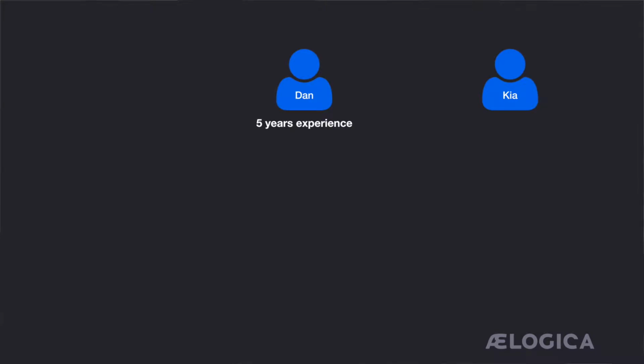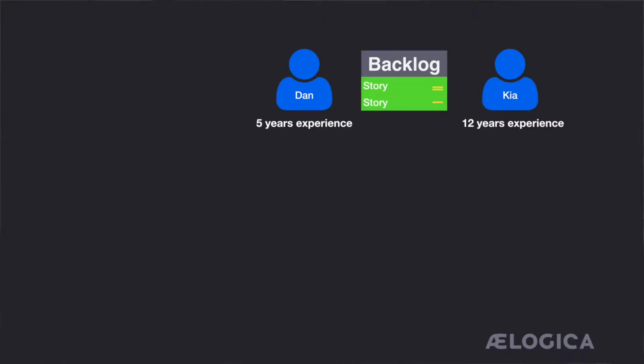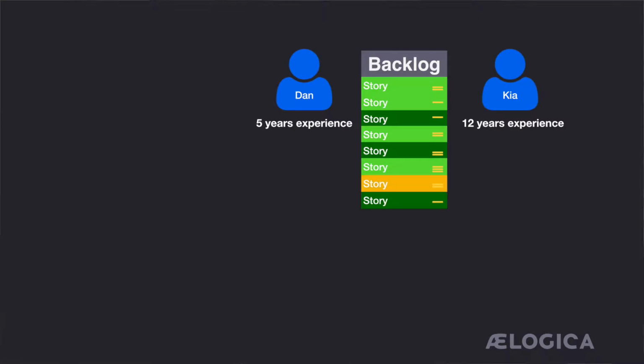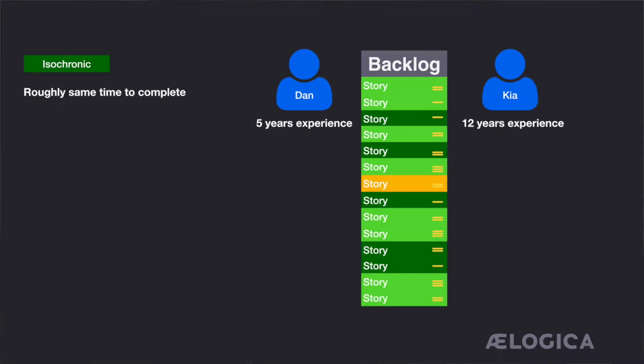But let's assume both developers are full-stack capable so they can contribute to any part of the system. Likely, they have different abilities. Perhaps Dan has only 5 years of programming experience where Kia has 12. We'll use years of experience as a proxy for capability. We know those are not exactly the same and sometimes have little relationship. There are different kinds of tasks or stories in the backlog. Some will take Kia and Dan about the same amount of time, regardless of their differing skill levels. We'll call those isochronic tasks.